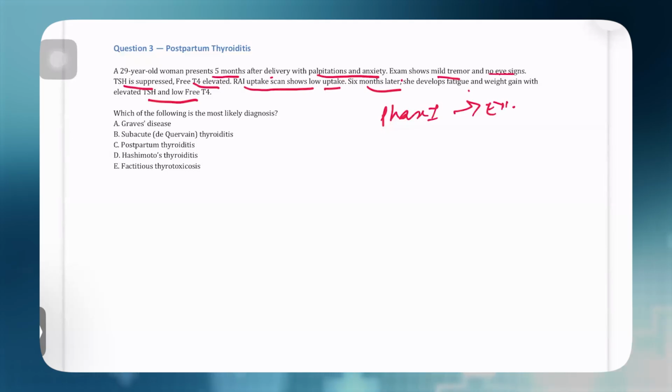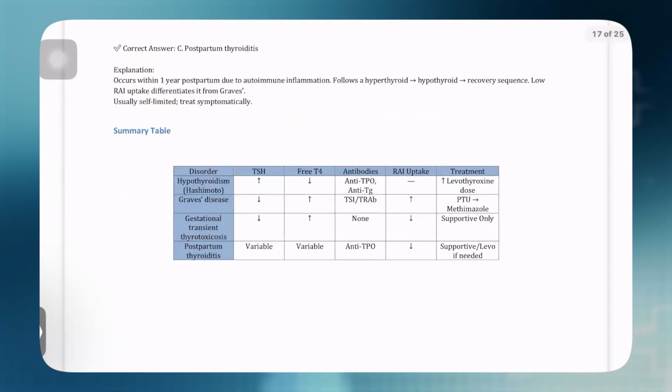In Graves' disease, TSH will never be elevated. Subacute de Quervain's is very painful, and the patient has not complained of pain. Postpartum thyroiditis, biphasic, correct. This is the most likely possibility. Hashimoto's thyroiditis is hypothyroidism. Factitious thyrotoxicosis, this is not a case of thyrotoxicosis. This is a biphasic picture that they have given, so that is also not the answer. Postpartum thyroiditis fits the situation.